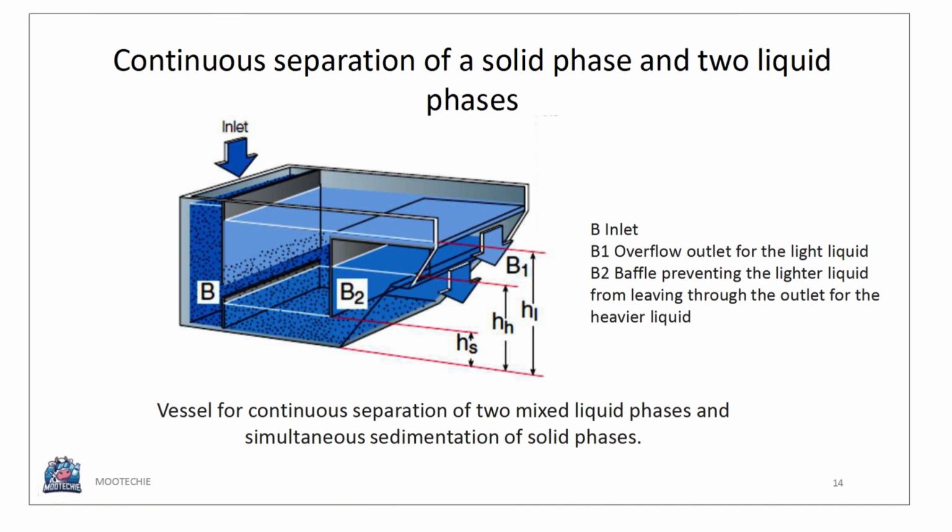This slide shows a vessel designed for the continuous separation of a solid phase and two liquid phases. It has an inlet labeled B. B1 is the overflow outlet for the light liquid. B2 is a baffle that prevents the lighter liquid from leaving through the outlet meant for the heavier liquid.